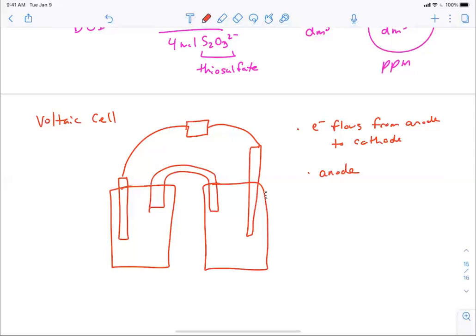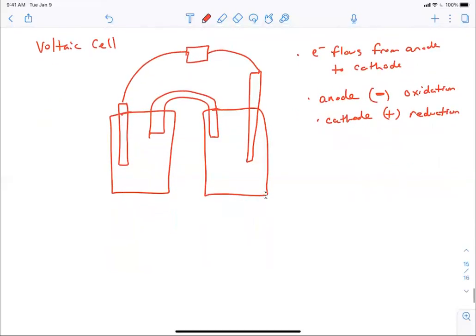The anode is negatively charged. The cathode is positively charged. The anode is oxidation. The cathode is reduction.